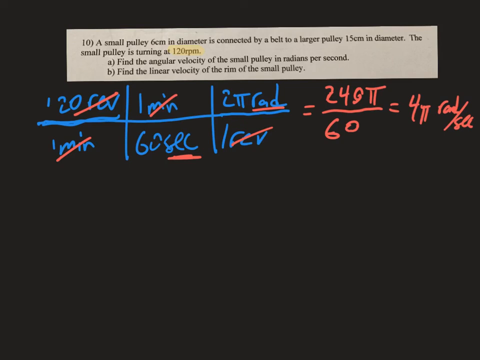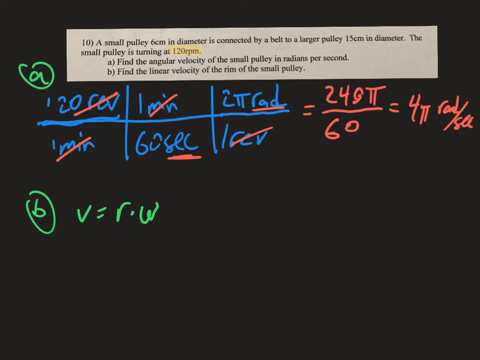Part B says, can you find the linear velocity of the rim of the small pulley? Again, it's the same small pulley we were looking at earlier, at 120 RPMs, and we've got that angular velocity. Here was the answer to A. Let's go ahead and do B. B says find the linear velocity. We're going to use the same formula we used earlier: V equals R times omega. Let's plug in the numbers we know.